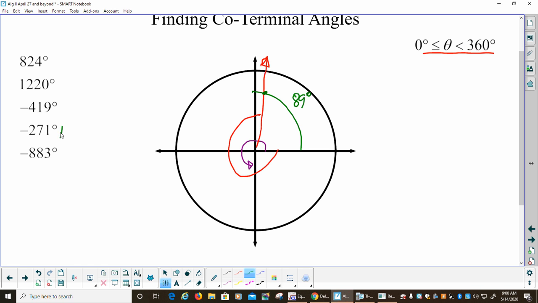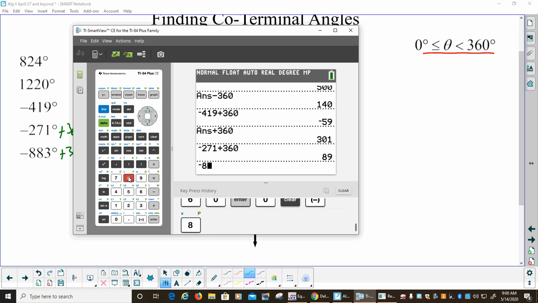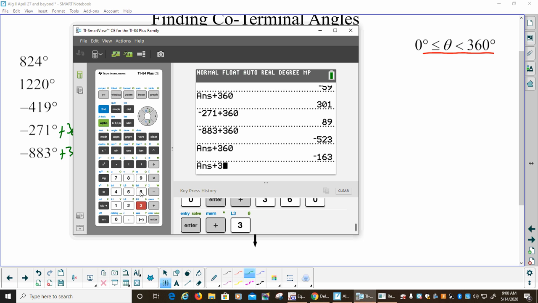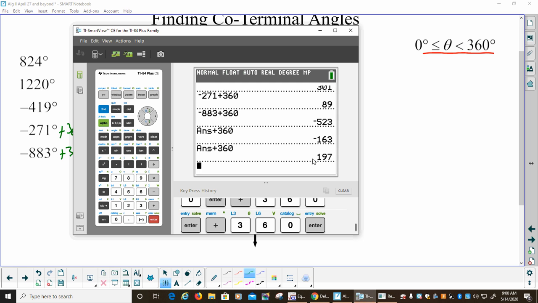So again, all I did was add 360. So, add 360, add 360, and keep going until the sucker goes positive for the very first time. Okay, so negative 883 plus 360, still negative, plus 360, still negative, plus 360. 197 degrees would be your answer. Okay?